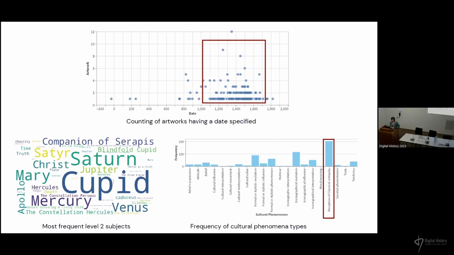The majorly represented second level subjects are classical divinities. And the type of cultural phenomena mostly represented is the reception of classical antiquity. So every kind of result that can be drawn from this data is limited and related to the specific glance over art history.